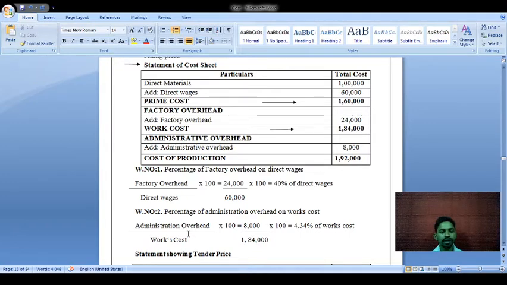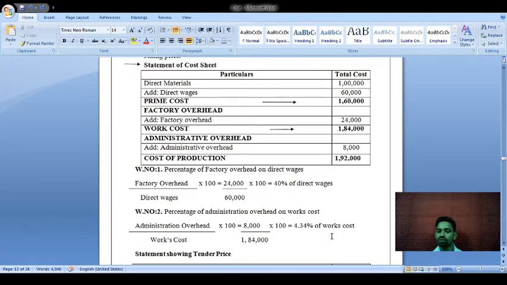Administration overhead divided by work cost into 100. Okay, so now see what the administration overheads are. Administration overheads, rupees 8,000, divided by work cost. And what's the work cost? Rupees 1,84,000. Multiply by 100. So you will get the answer 4.34% of work cost. So it means the administration overheads we have to calculate at 4.34% on what?